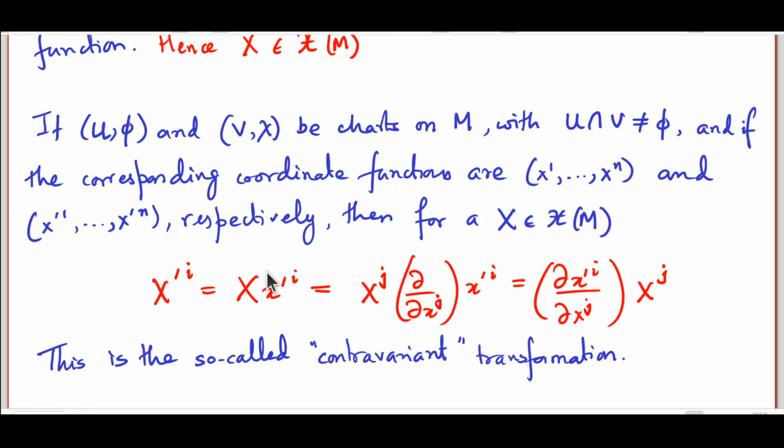But capital X, remember, can be written down as capital Xj del del xj. These are, of course, components corresponding to the original chart. So, when this acts on x prime i, according to whatever we had worked out before, this is nothing but the product of the function capital Xj with del del xj acting on x prime i, our notation for which is del x prime i del xj.